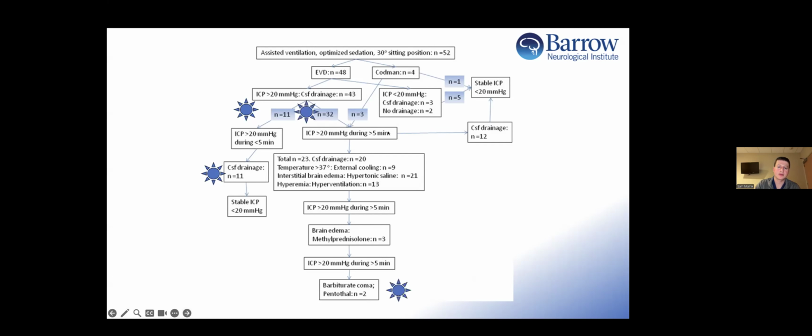And then patients that had prolonged ICP spikes of greater than 20 for greater than 5 minutes, the vast majority of them responded to conventional treatments, including CSF drainage, the administration of hypertonic saline, and brief hyperventilation in the case of patients that had hyperemia, suggestive that these patients do respond to elevated ICP treatments in a similar way to patients with traumatic brain injury.